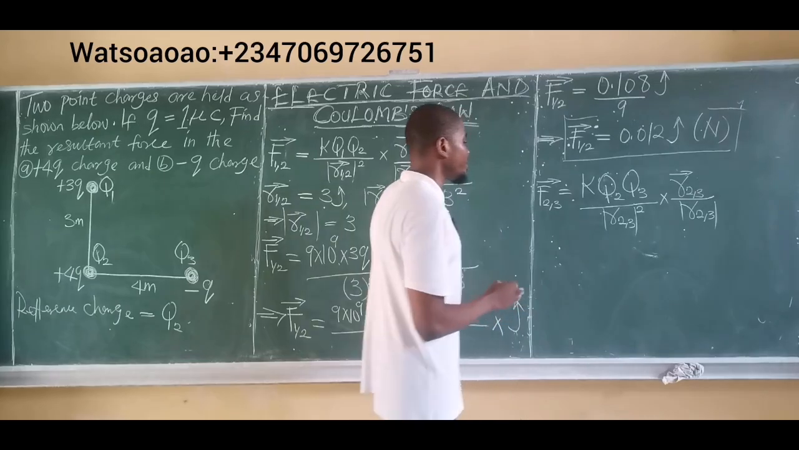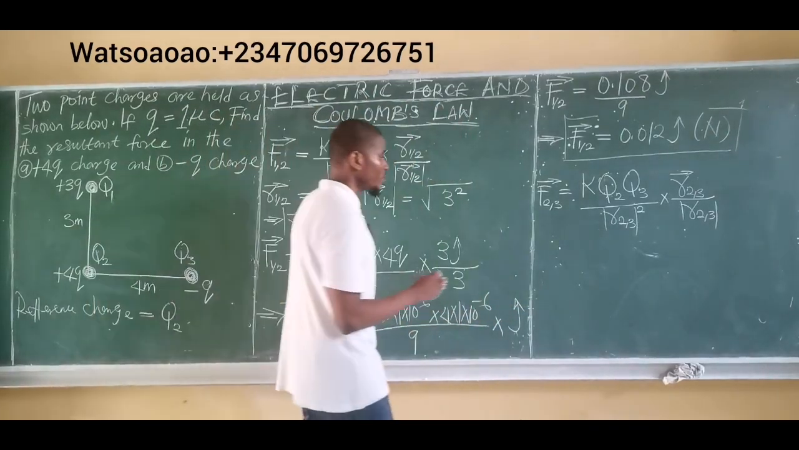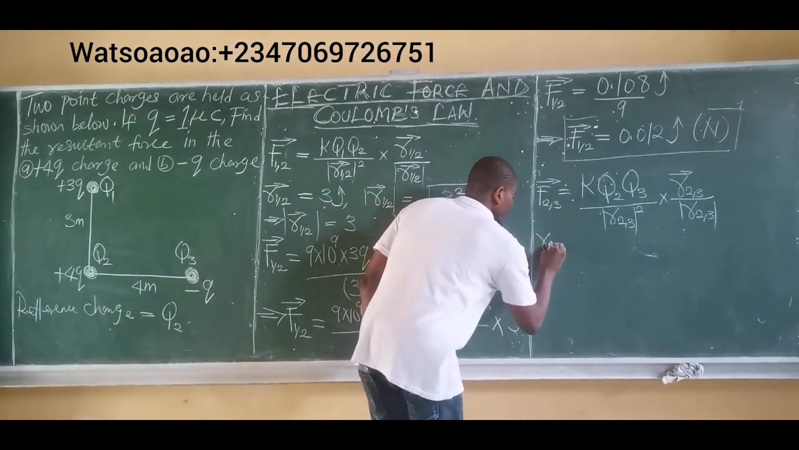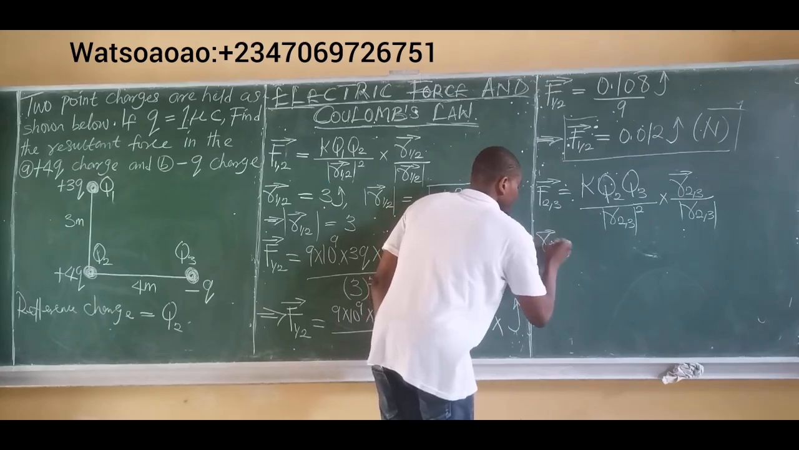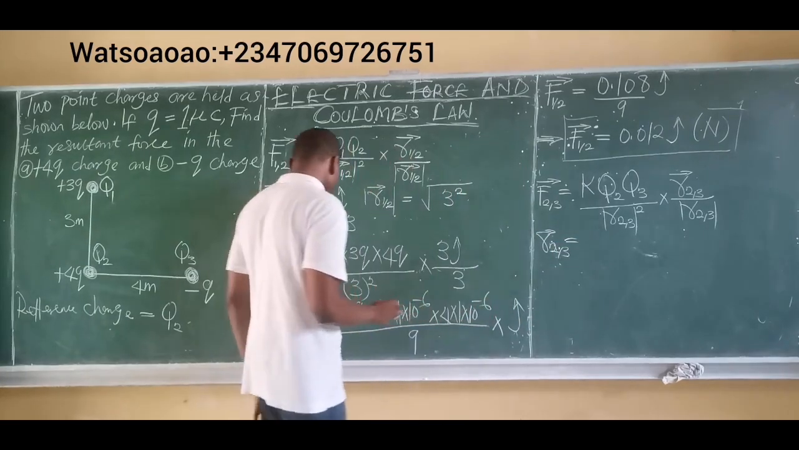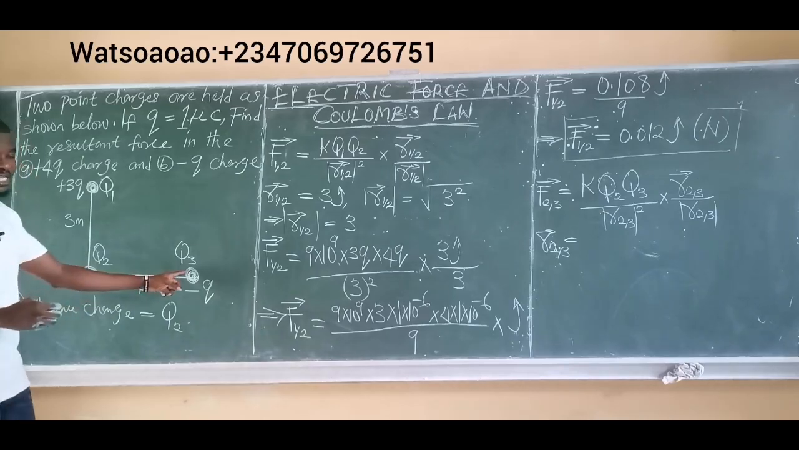You have this. So let's start by calculating our position vector, R23, the position vector between charge 2 and 3. Like I said, since charge 2 is now my reference charge, you always move from your reference charge to locate the other charge.